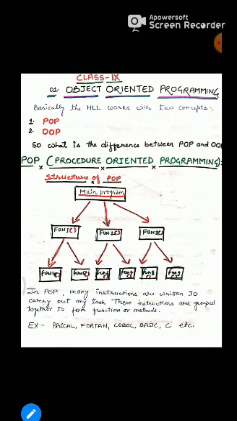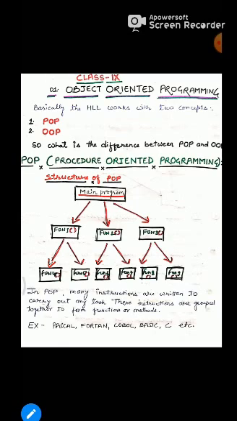Programming languages are the set of commands and syntaxes which are used to create computer programs, or we can say computer applications. There are many languages available which work with the concept of object oriented programming. Basically, high level languages are used to create computer programs. High level languages work with two concepts: first is POP and second is OOP. In this video I will discuss in detail these two concepts of programming languages.